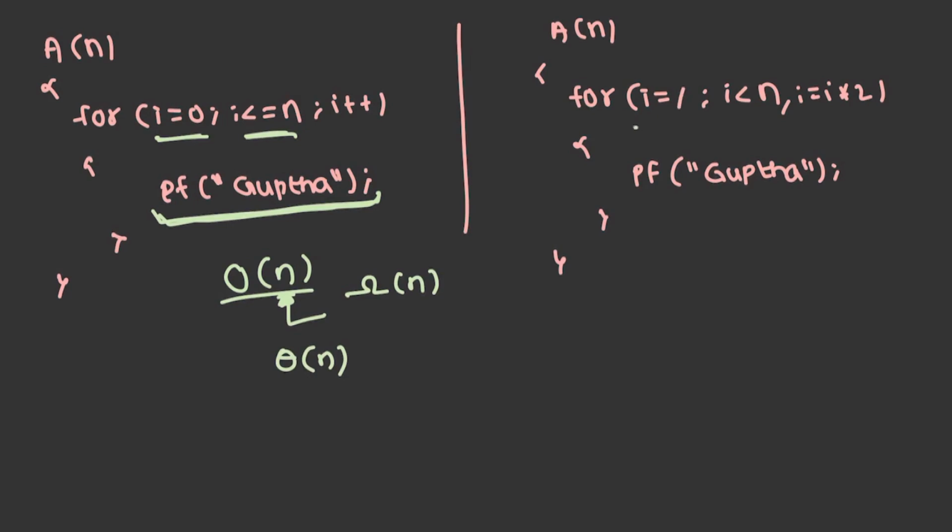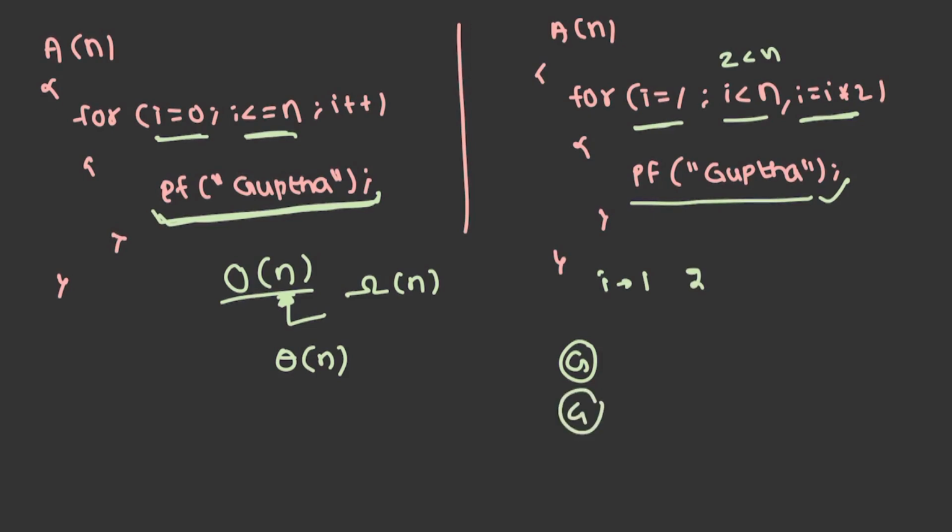If you consider this example, the value of I is initially 1, and it is incrementing by 2 at every stage. Initially, the first time, the I value is 1 and this will be executed, so Gupta will be printed once. Now the I value is changed to 2. Again 2 is less than n, the condition is true, and Gupta will be printed again.